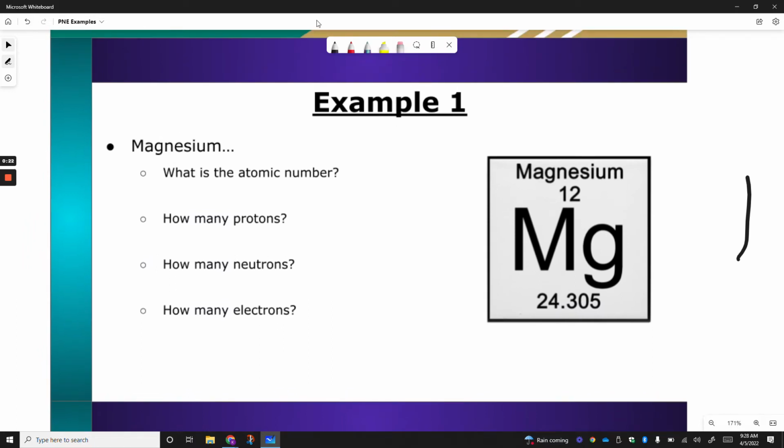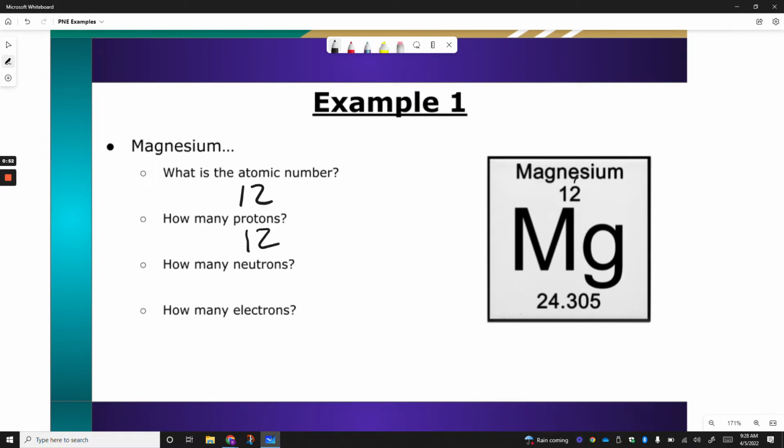So example number 1, we have magnesium. So we got our typical periodic table square. And remember, our atomic number, as we said in the notes, is that number up top, always. So that means that our atomic number is 12 for magnesium. We also remember that our atomic number is the same as our number of protons, always.